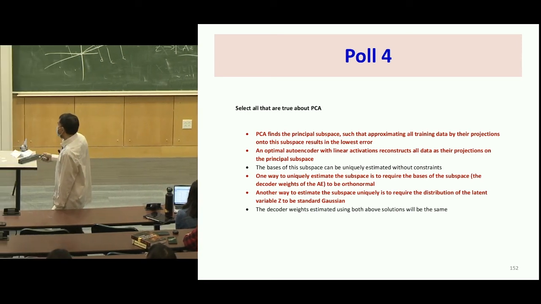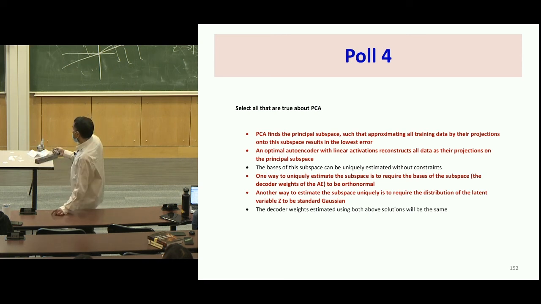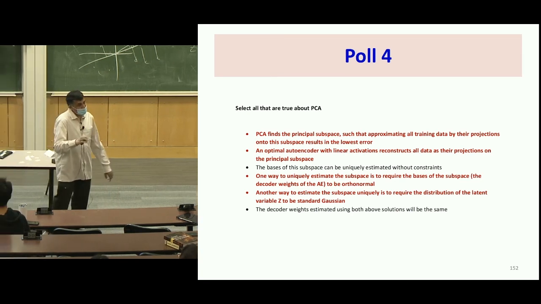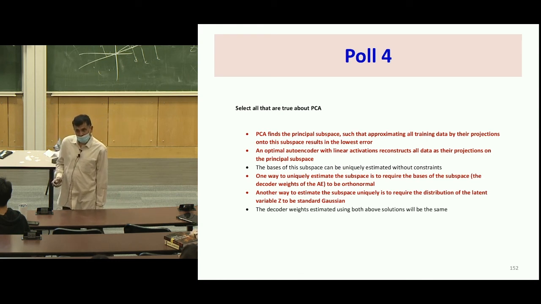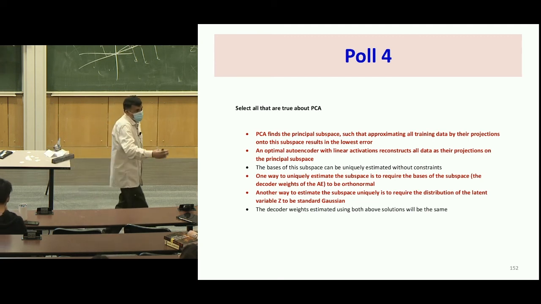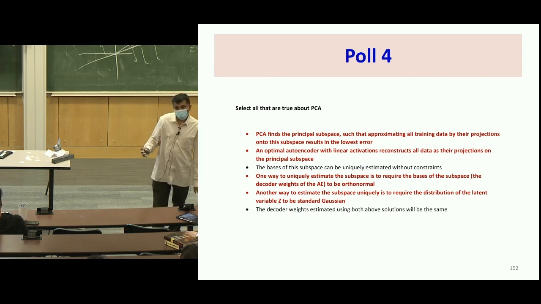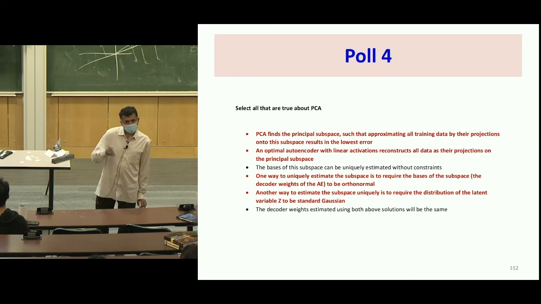Now, we also saw that the bases with which you define the subspace are not unique, because given any plane, I can pick any 2 vectors on the plane and call them the bases. Now, one way to uniquely estimate the subspace is to require the bases of the subspace to be orthonormal. This is something that I haven't explained today, but that's part of the standard PCA technique that you learn anytime you learn PCA. But the other approach that we did see is to say that Z, the coordinates on the plane, must be distributed according to a Gaussian. And these two are going to give you different sets of bases, but they're going to give you the same subspace.